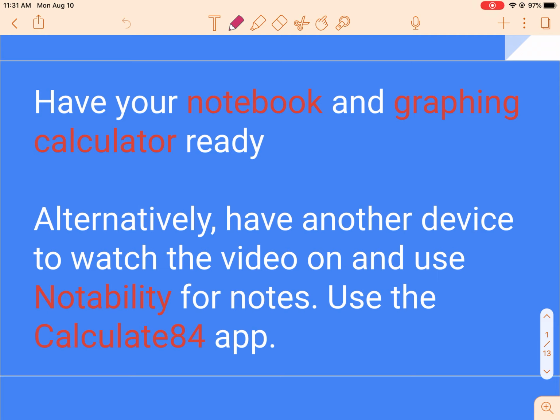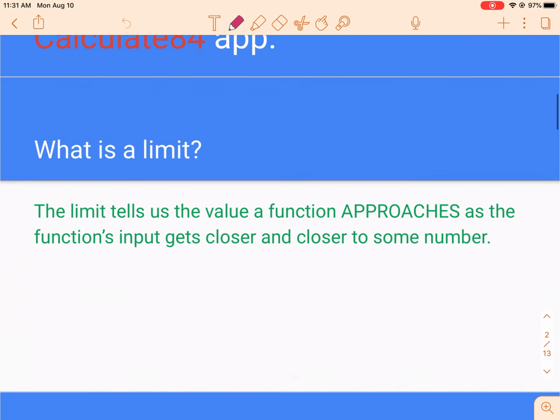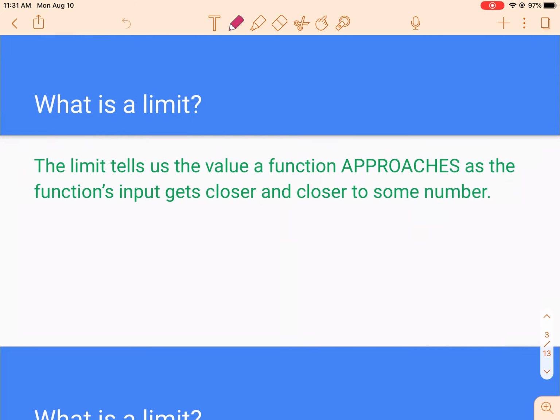All right, let's go ahead and get started so we don't make this too long. We're actually going to be starting with a definition of what is a limit? Like, what is this idea? The limit tells us the value a function approaches as the function's input gets closer and closer to some number. That's very formal, and if you'd like to pause and write that down, please do, because it is a nice formal definition. It's actually a simple definition, but still looks pretty complicated.